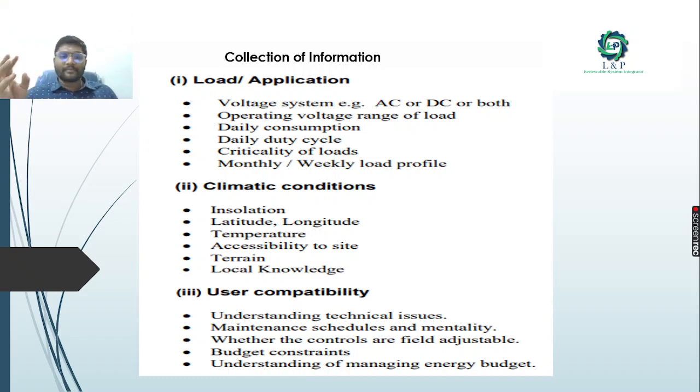Next, user compatibility. You need to understand the technical issues, and budget constraints are also very important. How much budget the customer is asking, you need to collect all this information and keep it in mind. What is the purpose we are going to serve, whether we provide them an on-grid system, off-grid system or hybrid system.